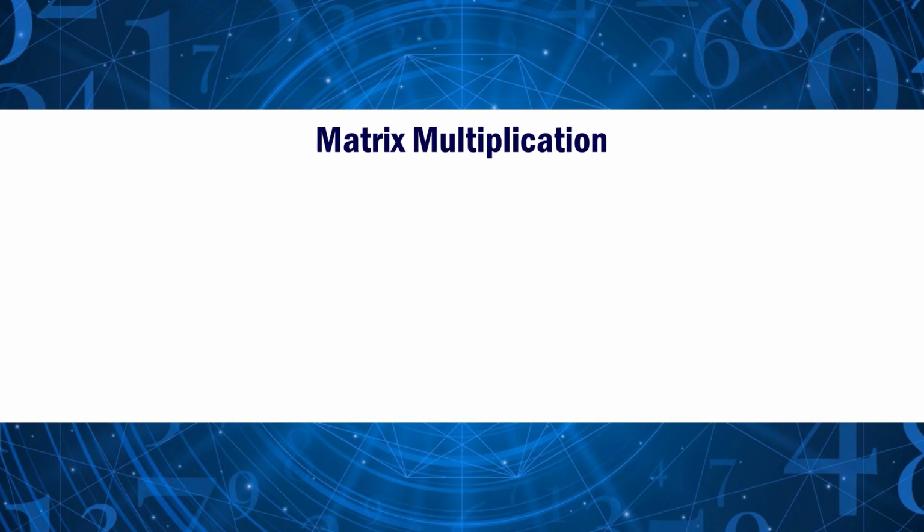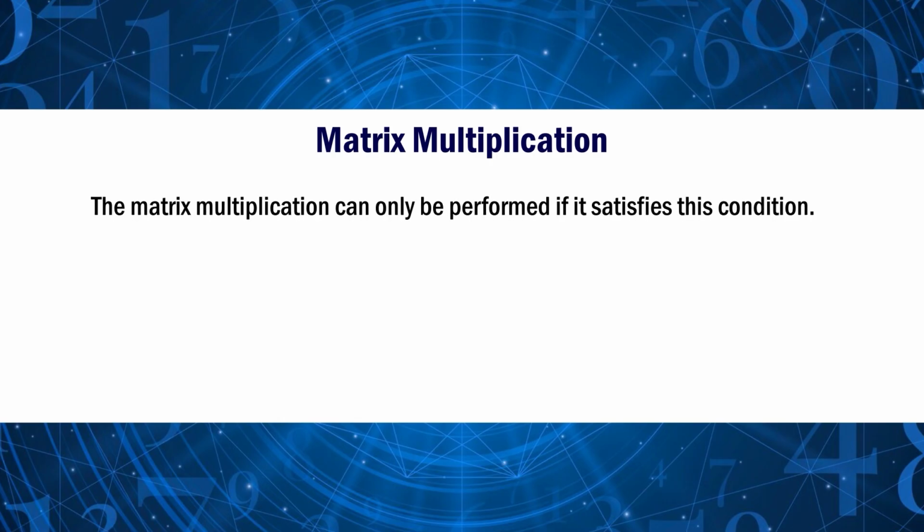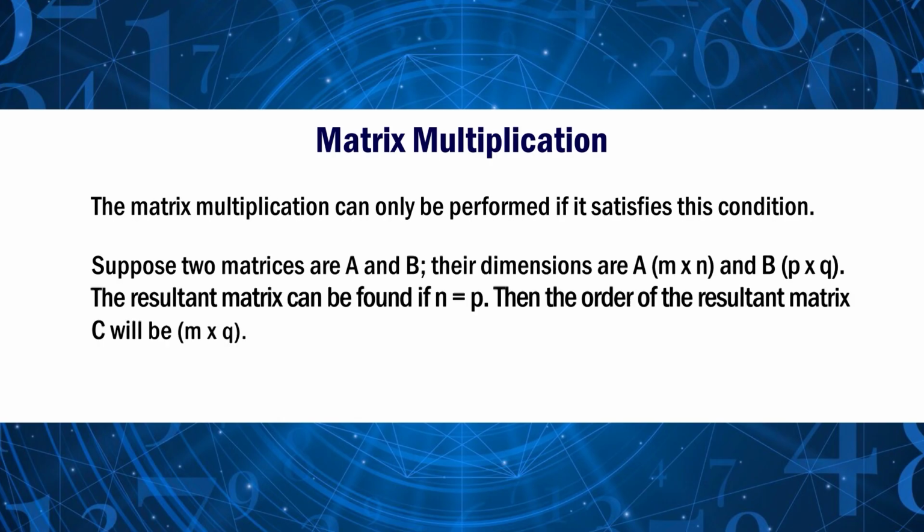Matrix multiplication can only be performed if it satisfies this condition. Suppose two matrices are A and B, with A having dimension m into n and B having dimension p into q. Matrix multiplication can be performed if the number of columns of the first matrix equals the number of rows of the second matrix. If n equals p, then we can perform the matrix multiplication, and the dimension of the resultant matrix will be m into q.